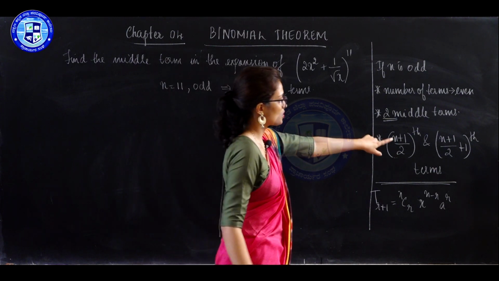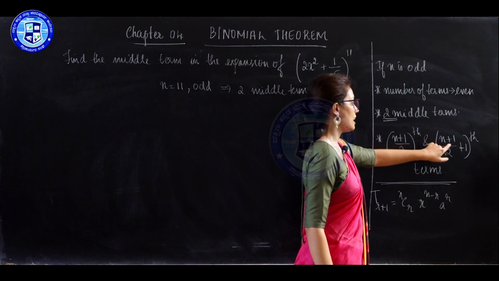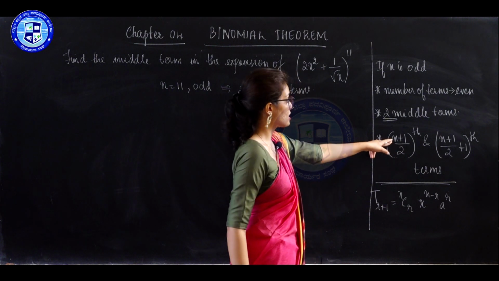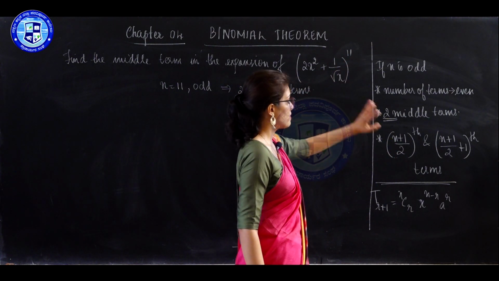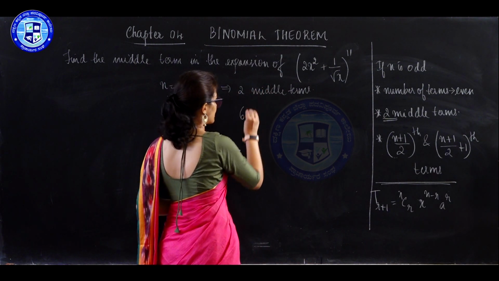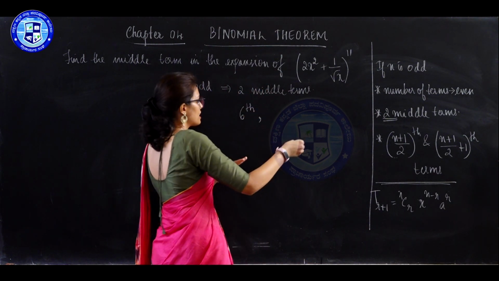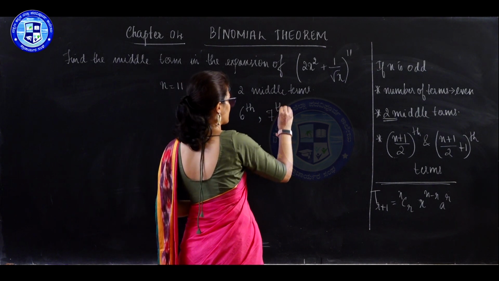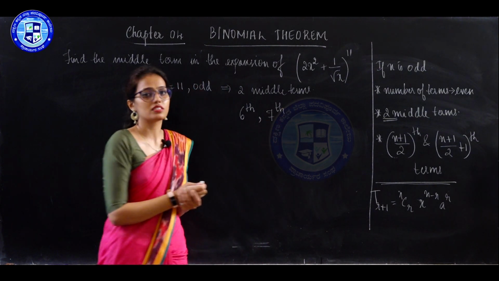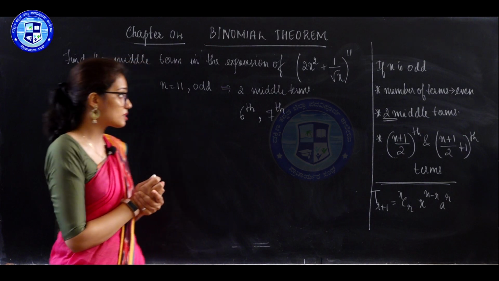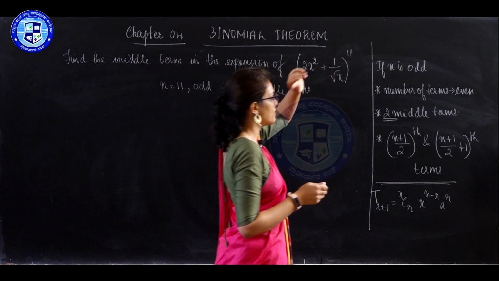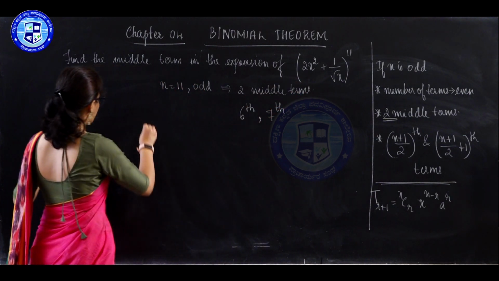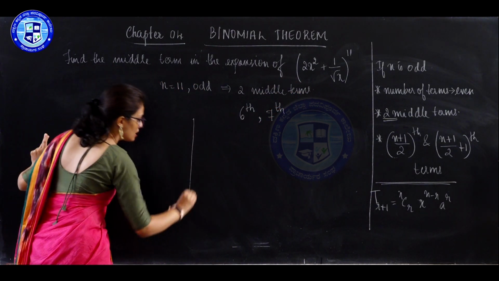It is the (n plus 1) divided by 2th term and the next term. So, n plus 1 will give us 11 plus 1, that is 12. 12 divided by 2 is the 6th term, and the very next term is the 7th term. So, the 6th term and the 7th term will be the middle terms in the expansion of this particular binomial raised to the power 11. Let us find out these 2 terms.